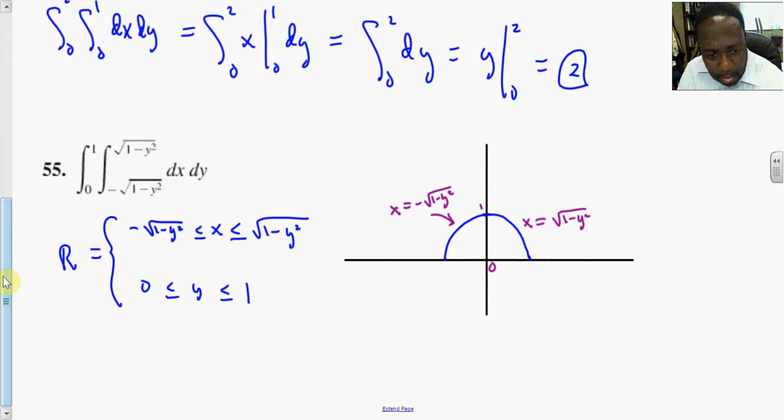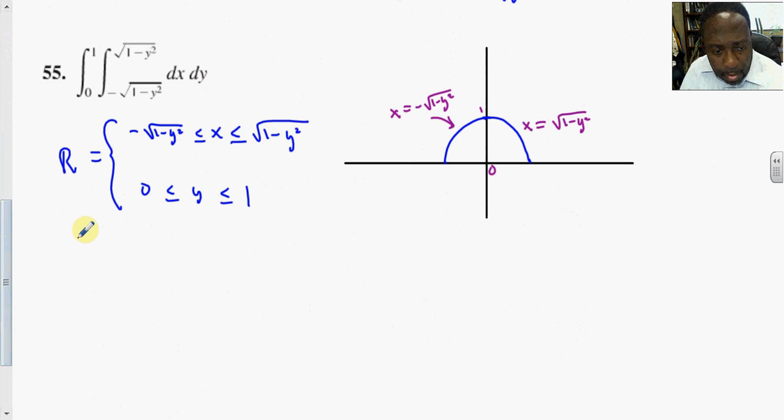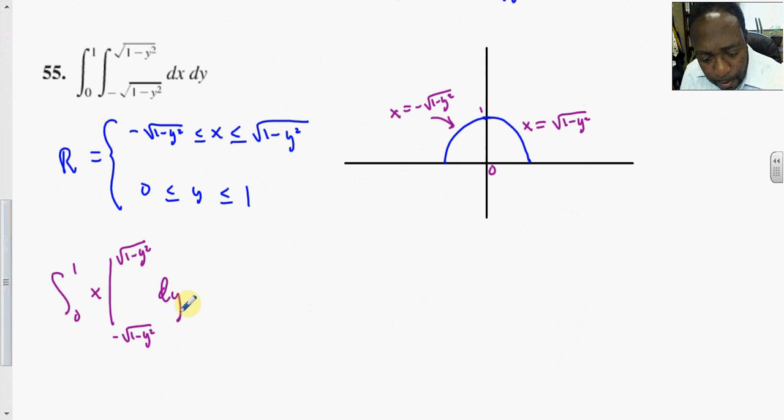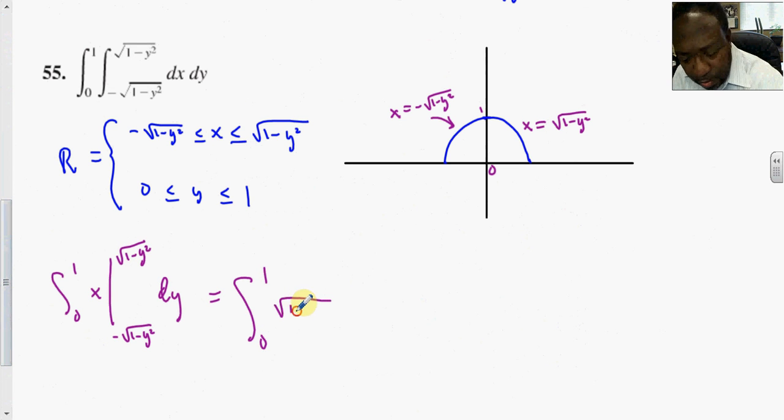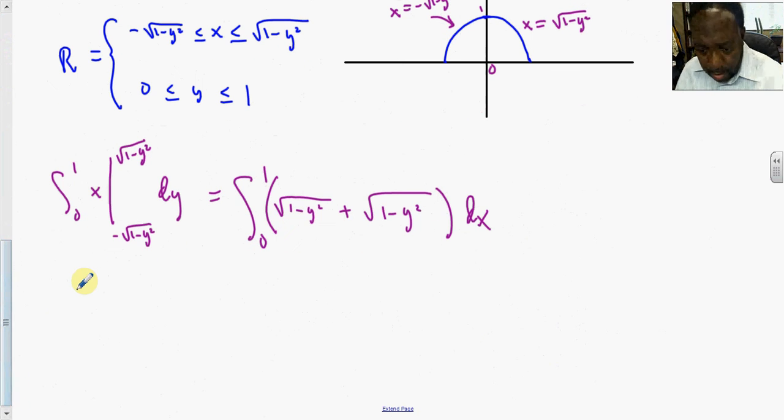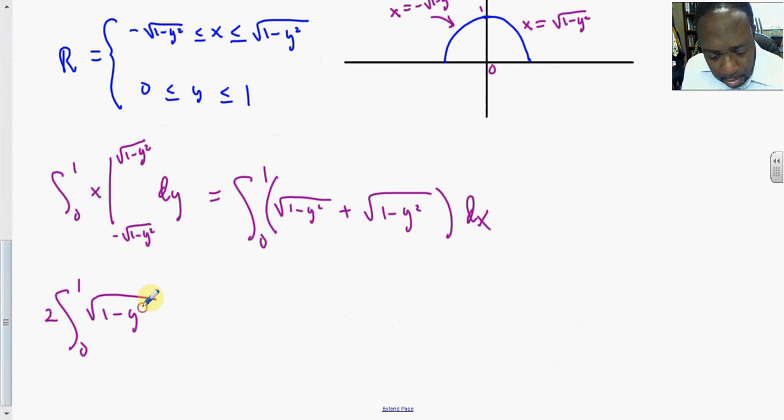Let's integrate this. So we have the integral from 0 to 1. We integrate here dx, we just get x evaluated from negative square root of 1 minus y squared to the square root of 1 minus y squared. This is dy. So this gives us the integral from 0 to 1. We evaluate the top one. This is the square root of 1 minus y squared. Minus, this minus becomes plus the square root of 1 minus y squared. So this is 2 times the integral from 0 to 1 of the square root of 1 minus y squared.